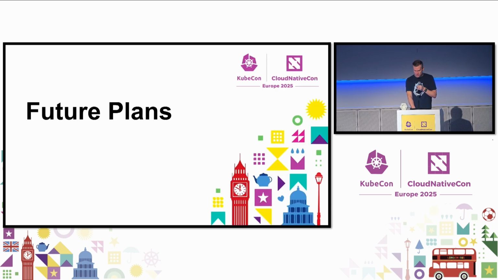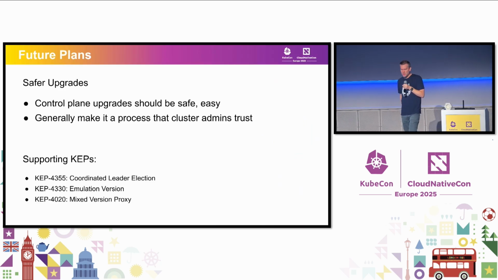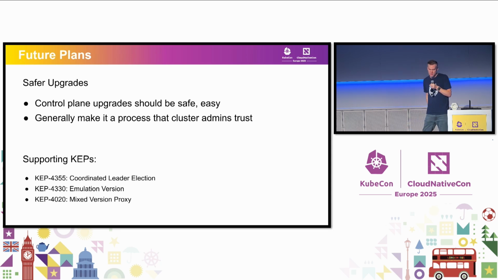All right, so that covers, I think, most of the KEPs. Let's talk a little bit about future plans for SIG API Machinery. So there's two areas I wanted to point out. The first is you probably noticed that we had quite a few KEPs coming in around making upgrades safer. This is a priority for our SIG. As Kubernetes matures, we want to make sure that we make upgrades the best experience we can for users. And it's going to take us a while, right?